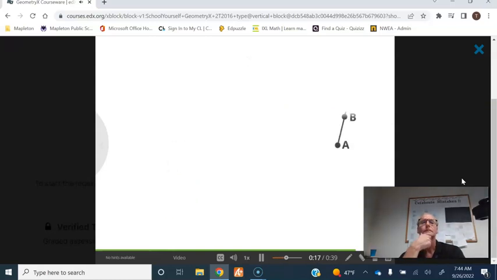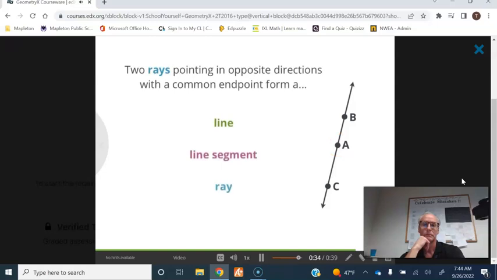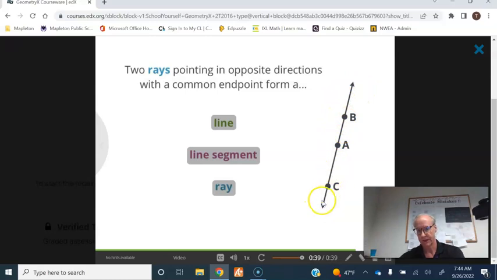Okay, last question. Suppose you have ray AB, which goes on forever in this direction, and you have ray AC, which goes on forever in the opposite direction. These two rays, which point in opposite directions and have a common endpoint, point A, together form a what? Is it a line segment, or another ray? Well, clearly this has no end points. It has arrows on the ends, and it's a straight line, so it's a line.